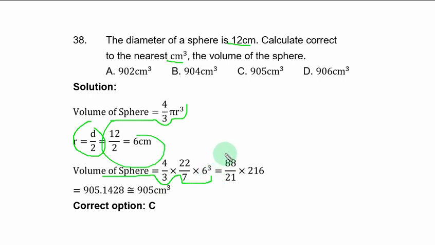4 times 22 is 88. 3 times 7 is 21 times 6 cube, 216. You multiply and divide, you have 905.1428. To the nearest cube centimeters, we are interested in 905. 905, the next number is 1, is less than 5. You round it down to 0 and you have 905 cube centimeters as the volume of the sphere.